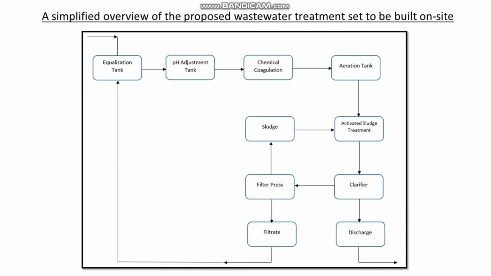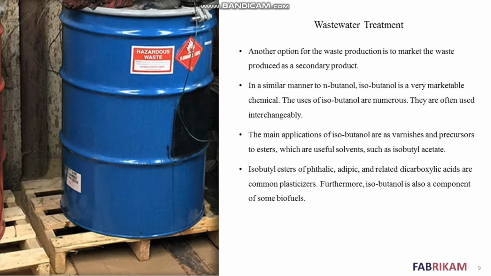The figure below shows a simplified overview of the proposed wastewater treatment set to be built on site. The chemical treatment chosen is chemical coagulation, meanwhile the biological treatment is activated sludge treatment. Another option for the waste production is to market the waste product as a secondary product.